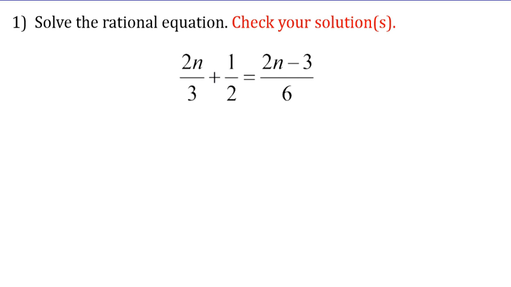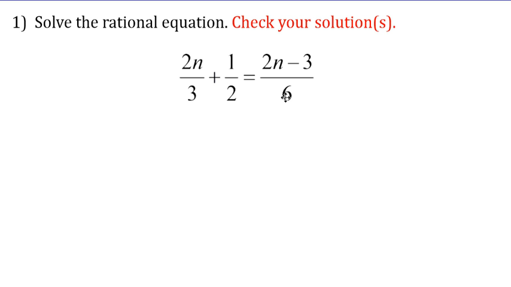So again, let's take a look at our first example here. Here's our rational equation. Check the denominators. We need to have a common denominator in order to add, right? So let's see. We've got 3, 2, and 6. We don't have a common denominator. What would be the common denominator?